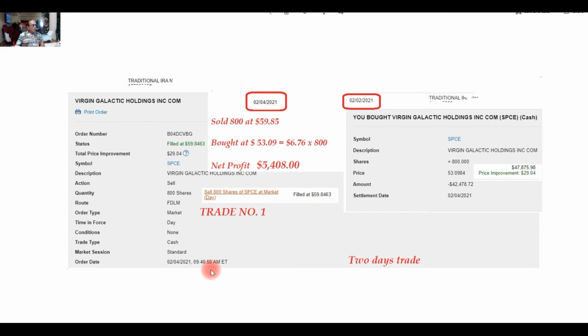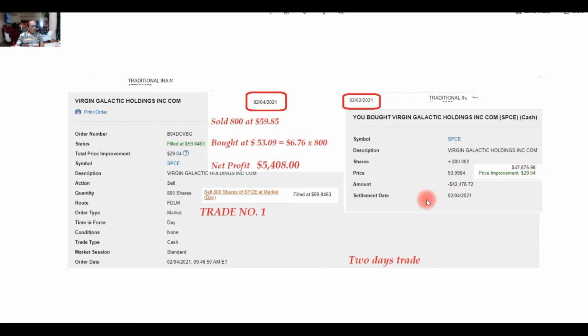This trade left a net profit of $5,000. And we went out probably at 2-4. It was done on the same date, so it was a matter of minutes in here. So what we did here is Virgin Galactic, and we bought how many contracts? Let's see right here. Action, it was to sell. Okay, so the buy is here. You bought Virgin Galactic, and it was 800 shares. SPCE is the code. Price improvement, it was $47,000, and we got an extra $29.